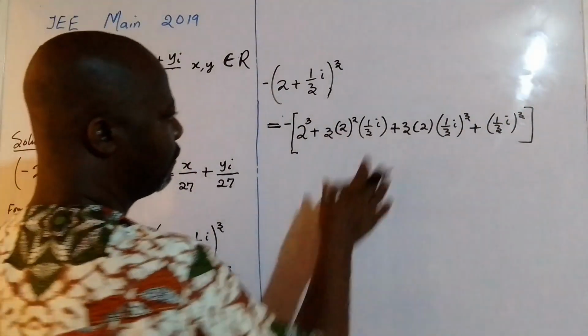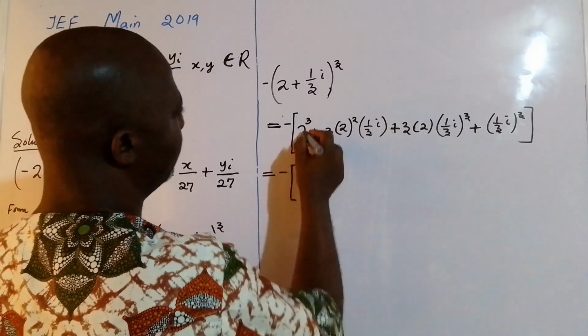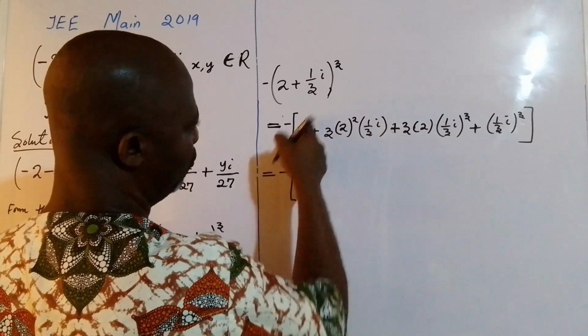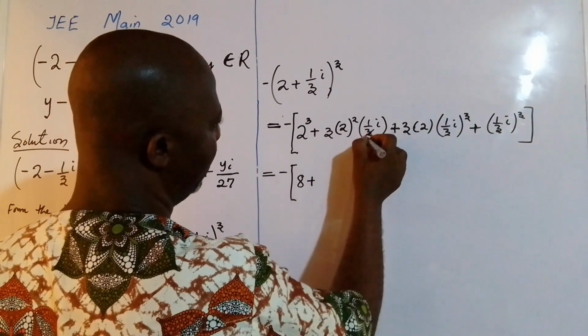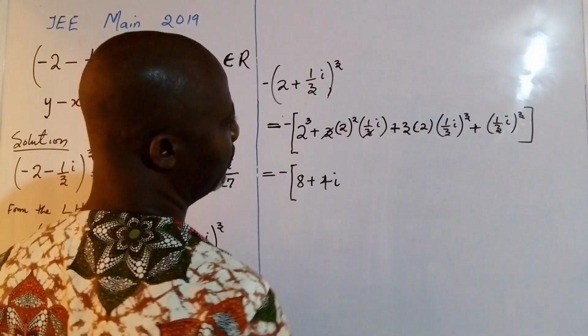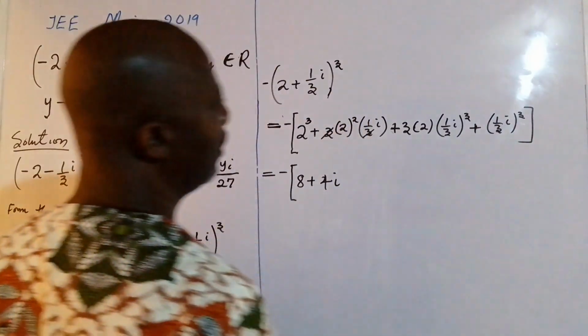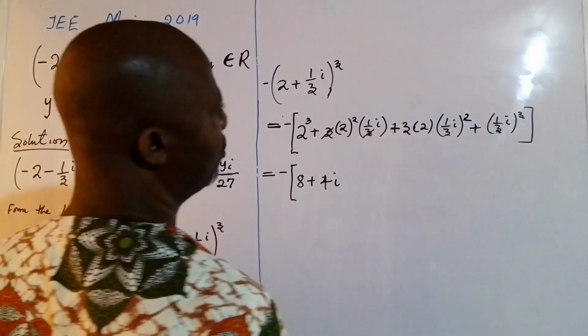Okay, good. Let's further simplify things. Minus, this is 8, that's 2 to the power of 3 is 8, plus 3 and 3 will cancel out, so we have 4i. Then, of course, this is supposed to be 2 here. Sorry about this. This is 2.